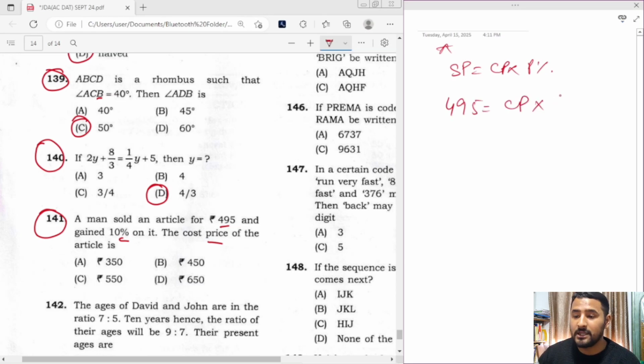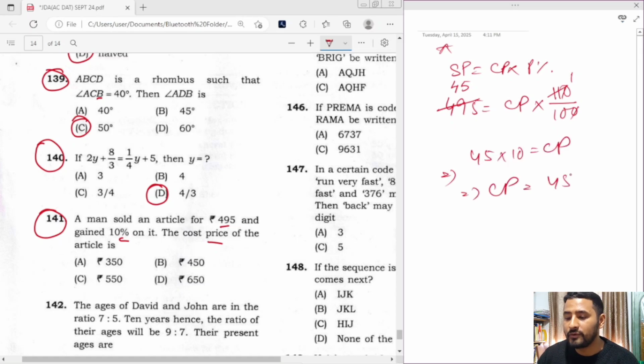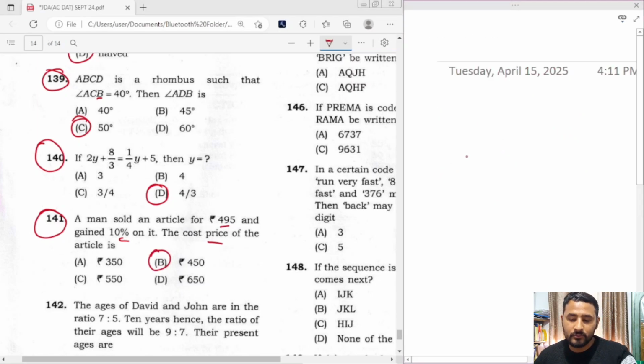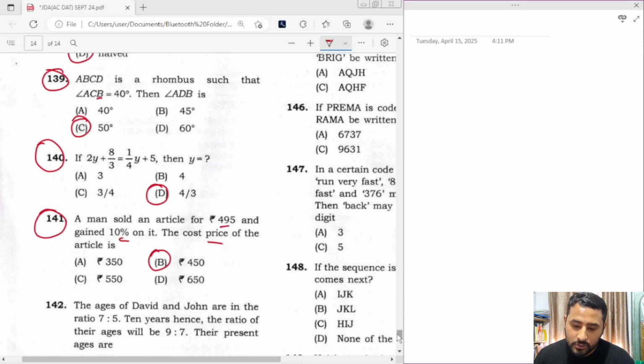If profit percent is 10, you should write 110 by 100. Now cancel. This 0 gets cancelled. 11 4s are 44, remaining will be 5. So 11 5s are 55. So we got the answer, 45 into 10 equal to CP. So CP will be how much? 45 into 10 is 450. Okay. You should remember this formula. 450 rupees. Let's go to 142.